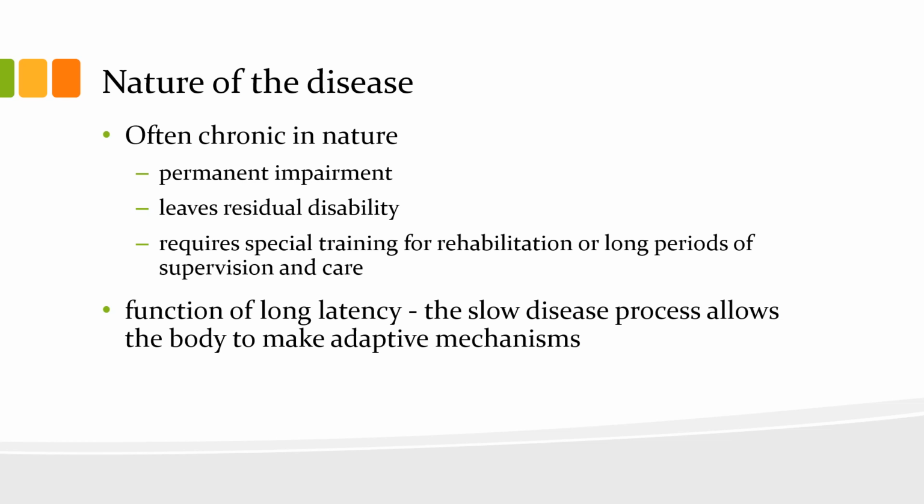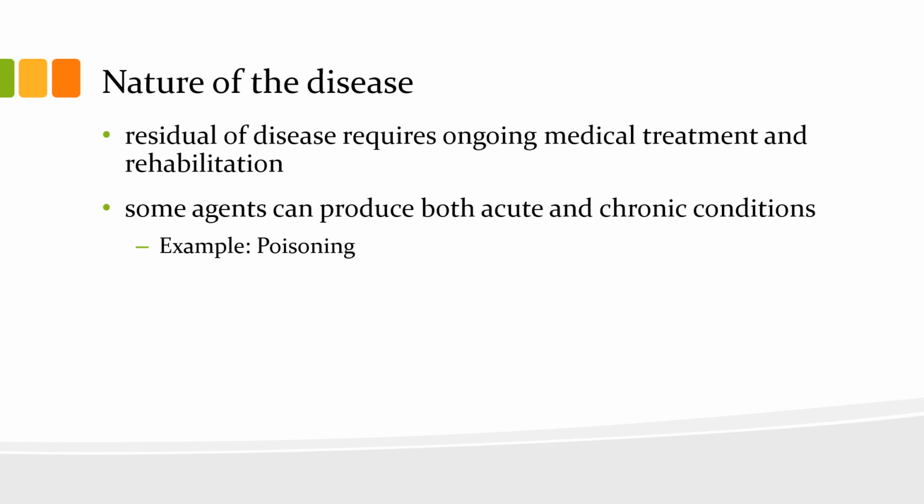The nature of the disease is often chronic. So this is either permanent impairment or leaves residual disability. Sometimes in rehab, it would require special training for rehabilitation or long periods of supervision and care, for example, after the occurrence of a stroke. Because of the long latency, the slow disease process allows the body to eventually make adaptive mechanisms. For example, if you have a stroke and limited movement of your lower extremity, a way to go around the disability would be circumduction with your legs extended with no knee bending. So residual of disease requires ongoing medical treatment and rehab. And some agents can produce both acute and chronic conditions, such as poisoning.